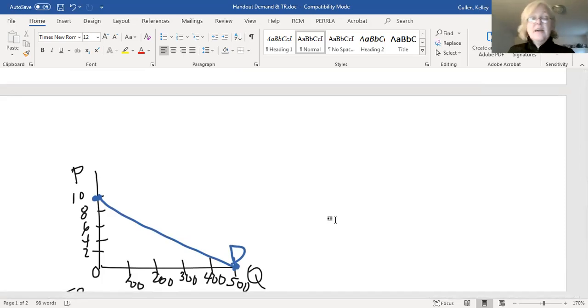I'll come back and I'm going to do another example, very, very similar, but I'm going to give you a demand equation rather than a demand schedule, which is just a table of P's and Q's. I'm going to give you an equation. We're going to do the same thing. I'm going to plot demand and total revenues and do it again so you can see it a second time. So hopefully it'll really start to sink in.